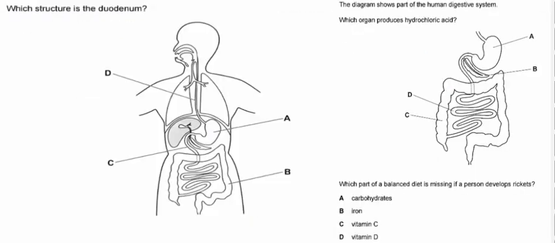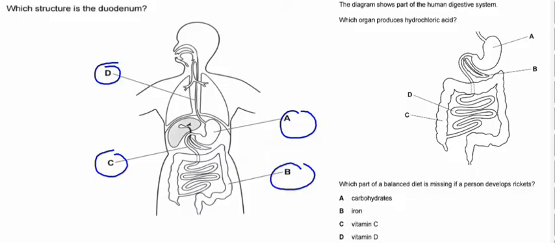The next one. Which structure is the duodenum? So structure D is called the esophagus. Then structure A is called the stomach. Structure C is called the duodenum, and structure B is called the colon or the large intestine. So the answer here is C.